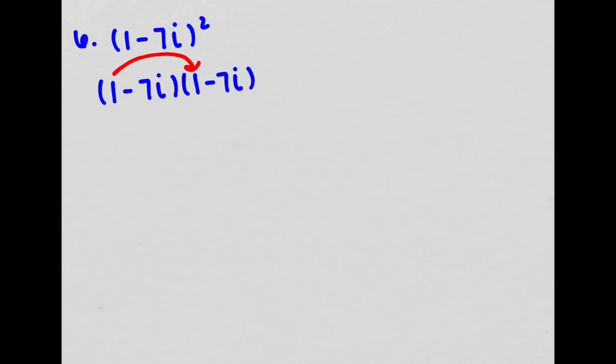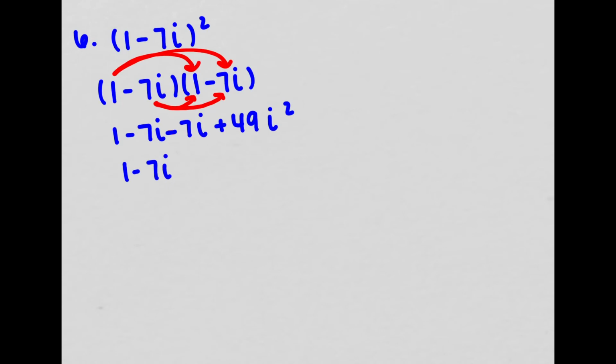So 1 times 1 gives me a positive 1. 1 times negative 7i gives me negative 7i. Negative 7i times 1 is another negative 7i. And then negative 7i times negative 7i gives me a positive 49i squared. So just like the last example, I need to replace that i squared. So I'm going to write everything else. And I have plus 49, and instead of i squared, you have a negative 1 or a minus 1.